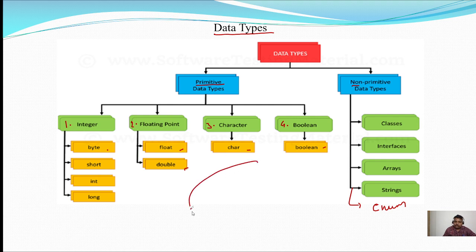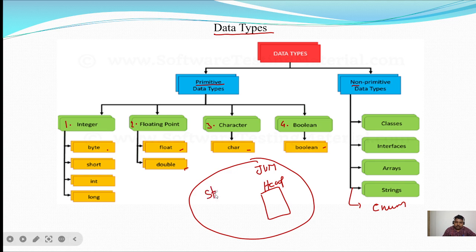For example, here it is a JVM. This space is heap space. Here it is stack space. Any local variable value will be stored in the stack area. Any object's value will be stored in the heap area.